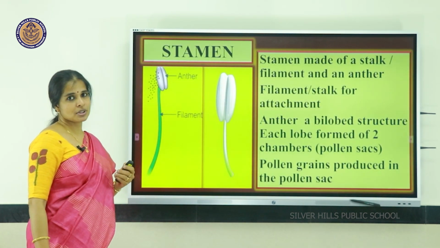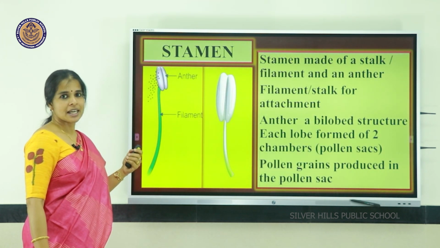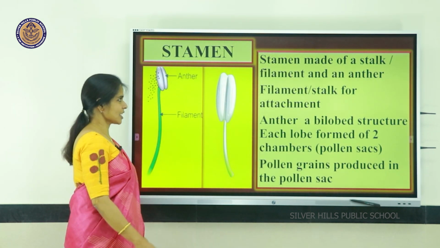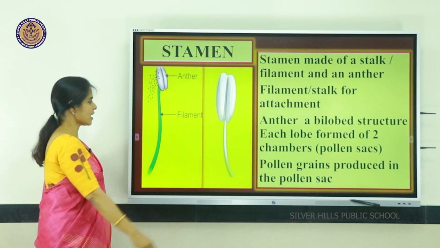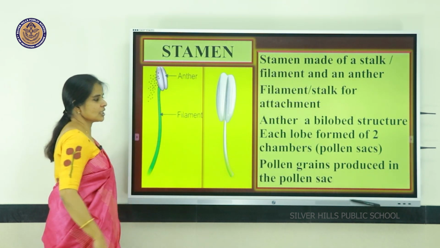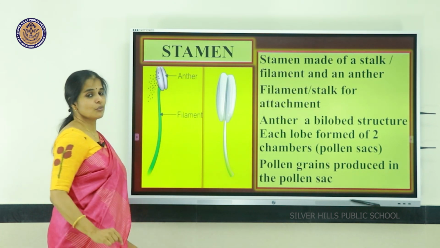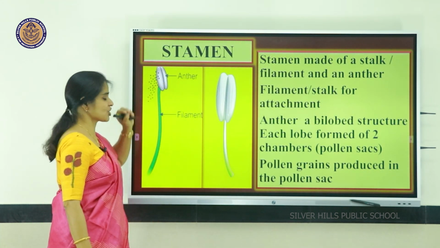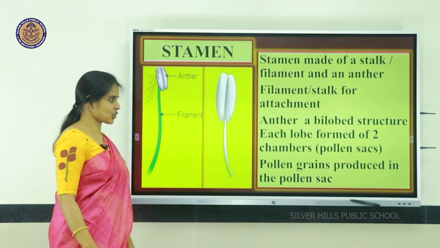Now, we have to learn about the structure of the stamen. You all must have seen a stamen in a plant or in a flower. What is the structure of the stamen? A stamen is made up of a stalk, the attaching part, which we call filament, and an anther. So, the filament is for attachment, and the anther is a bilobed structure. 2 lobes are fused and that is forming this structure. You can see in the picture, there are 2 lobes, a bilobed structure.